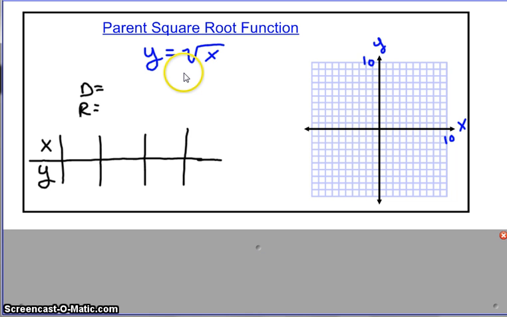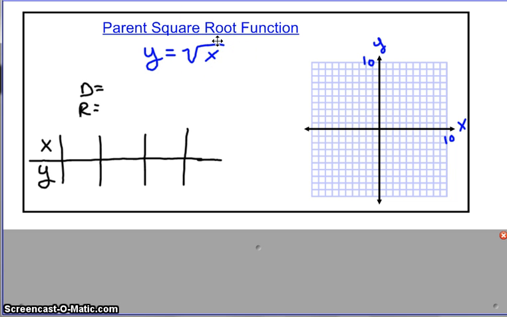The parent square root function is y equals the square root of the input, the independent variable. So y, the dependent variable, depends on what you stick in for x, right? Now, in most cases with linear, quadratic, exponential functions, we could input anything, right? But we're limited because of this radical.